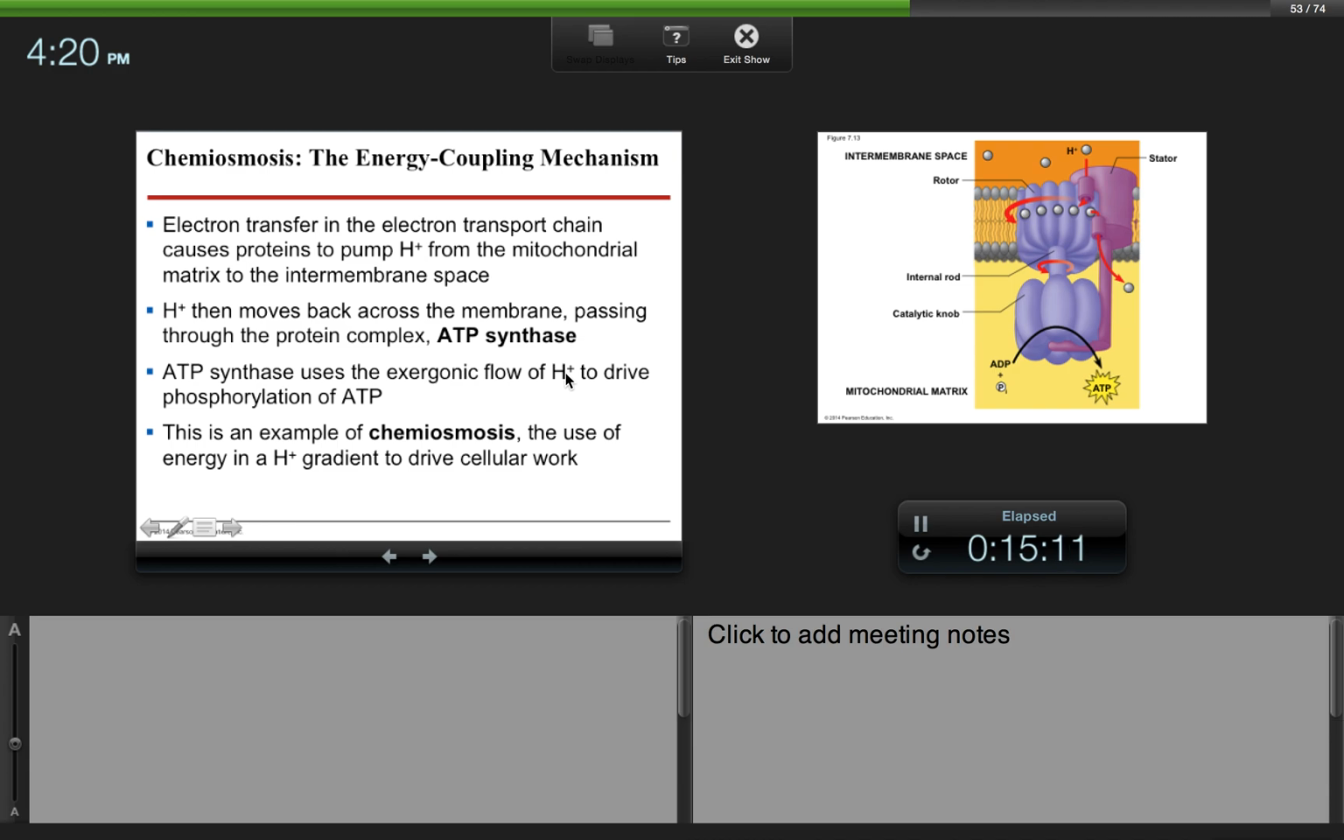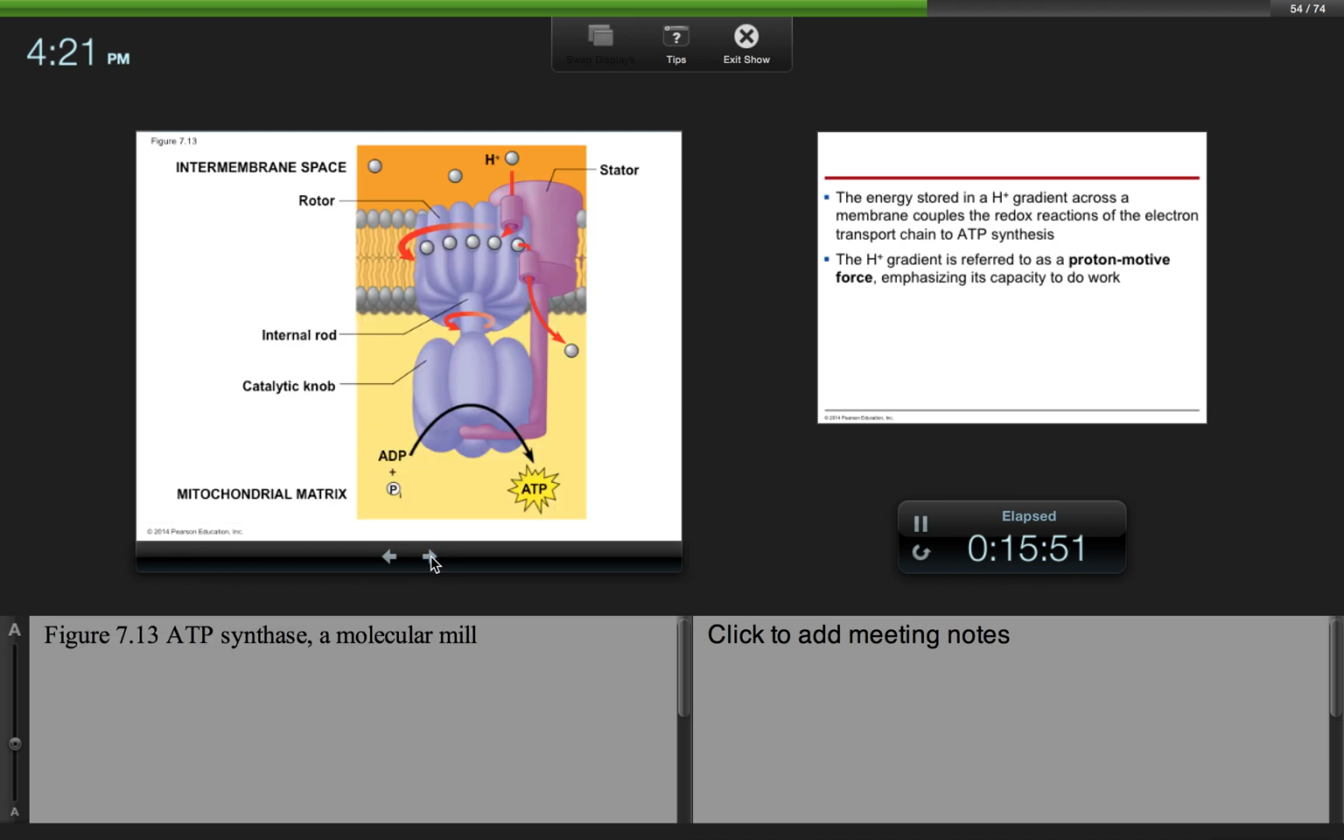Electron transfer in the electron transport chain causes proteins to pump hydrogen ions from the mitochondrial matrix to the intermembrane space. This is active transport. It's pumping hydrogen ions from the mitochondrial matrix, where there's not a lot of them, to the intermembrane space, where there is a lot of hydrogen ions. Then the hydrogen ions diffuse back through ATP synthase into the mitochondrial matrix, generating ATP. So ATP synthase uses the exergonic flow of hydrogen ions to drive phosphorylation of ADP. This is an example of chemiosmosis, the use of energy in a hydrogen ion gradient to drive cellular work.